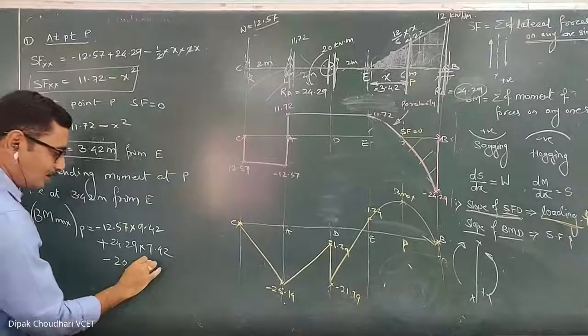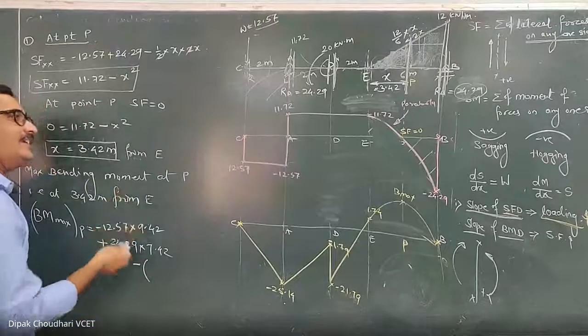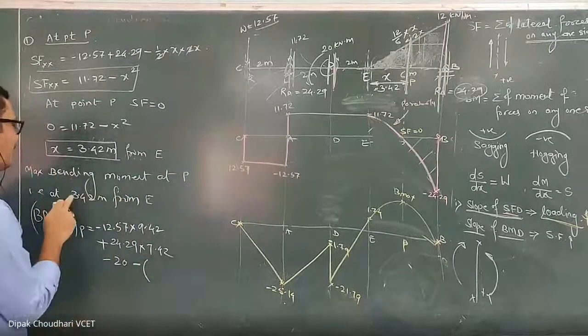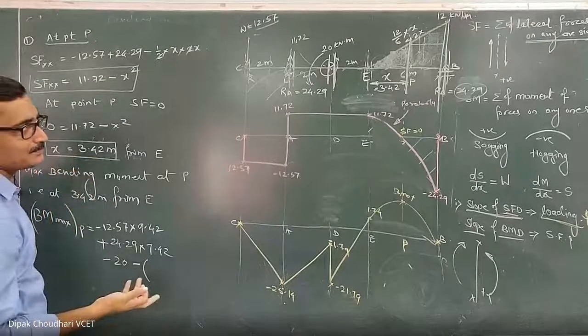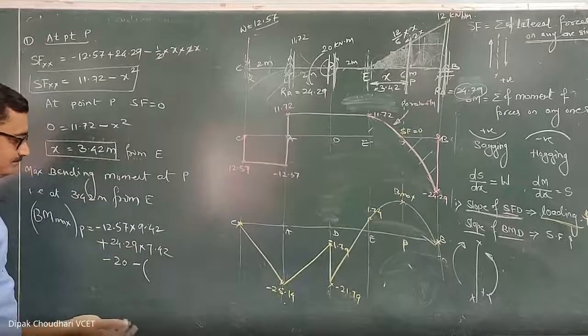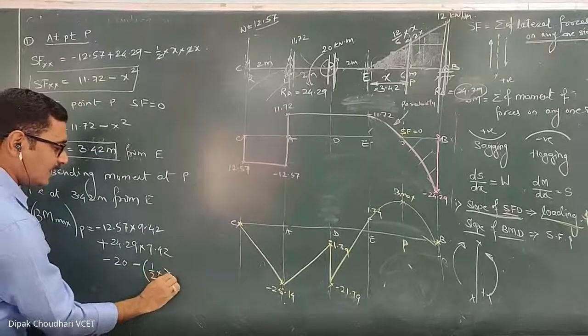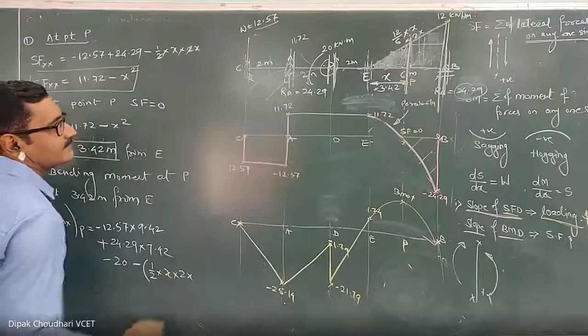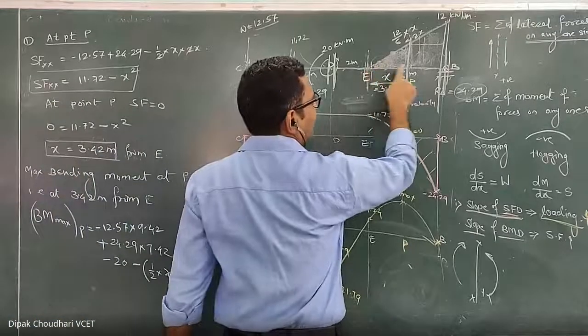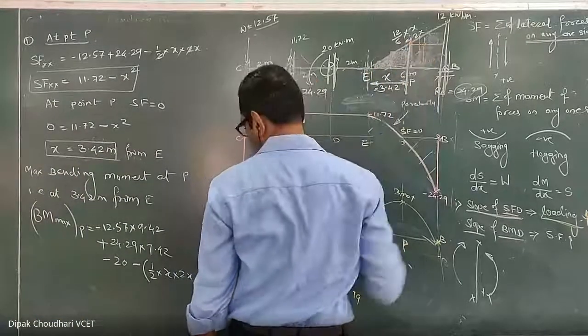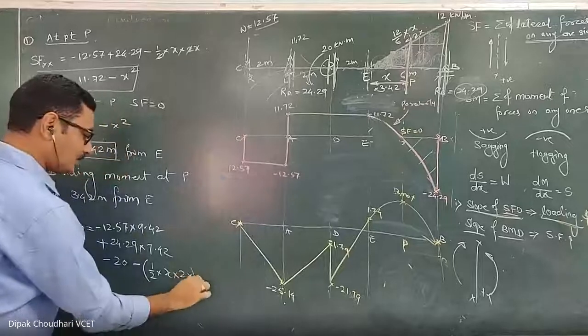Now, what is the equivalent point load for this triangular load? Either you can write it in terms of x and then substitute the value of x equal to 3.42, or you can directly use 3.42. Here I am writing in terms of x. So it is half into x into 2x. This height is 2x. So this is the equivalent point load.